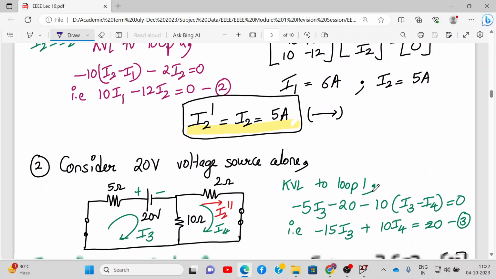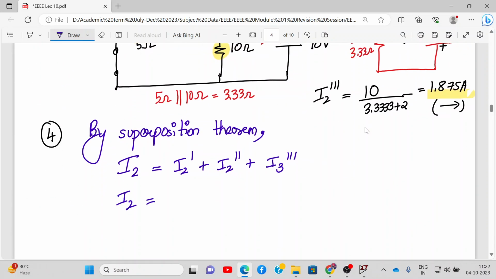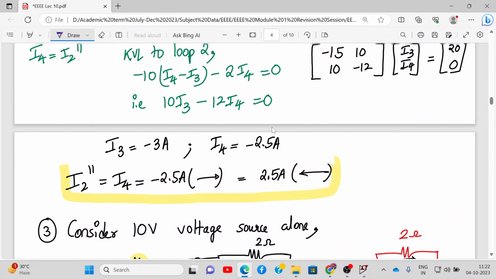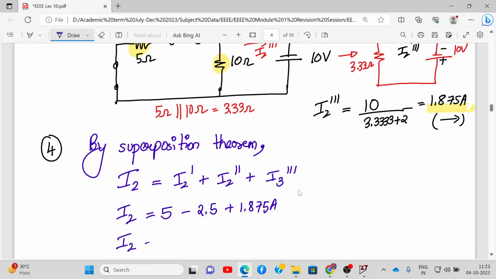I2 dash is 5 amperes and the direction is going from left to right. So we write here I2 equal to 5. Then I2 double dash is 2.5, but the direction is reversed, so it will be minus 2.5, and I2 triple dash is 1.875 amperes. It will be plus because the direction is from left to right. So the current flowing through the 2 ohm resistance comes out to be 4.375 amperes. Alright. So this is the value which we get with the superposition theorem.